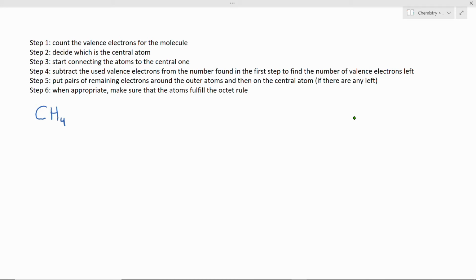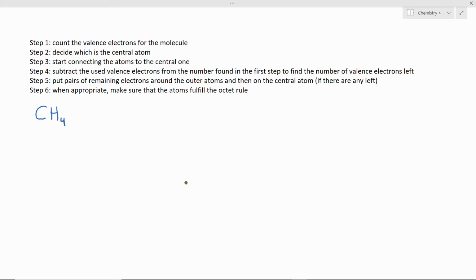And then once you know how many are left, step 5 is to put pairs of the remaining electrons around the outer atoms and then on the central atom, if there are any left. So any remaining electrons here will go first on the outer atoms, and then on the central one. Finally, for step 6, when appropriate, make sure that the atoms fulfill the octet rule. So make sure that the atoms have their outer shells filled, or they have 8 electrons in their valence shell.